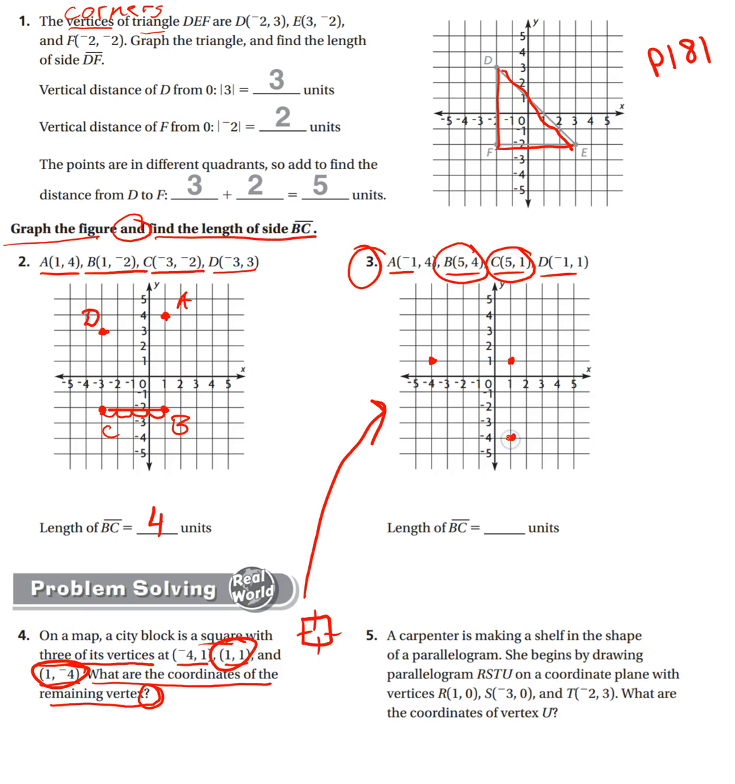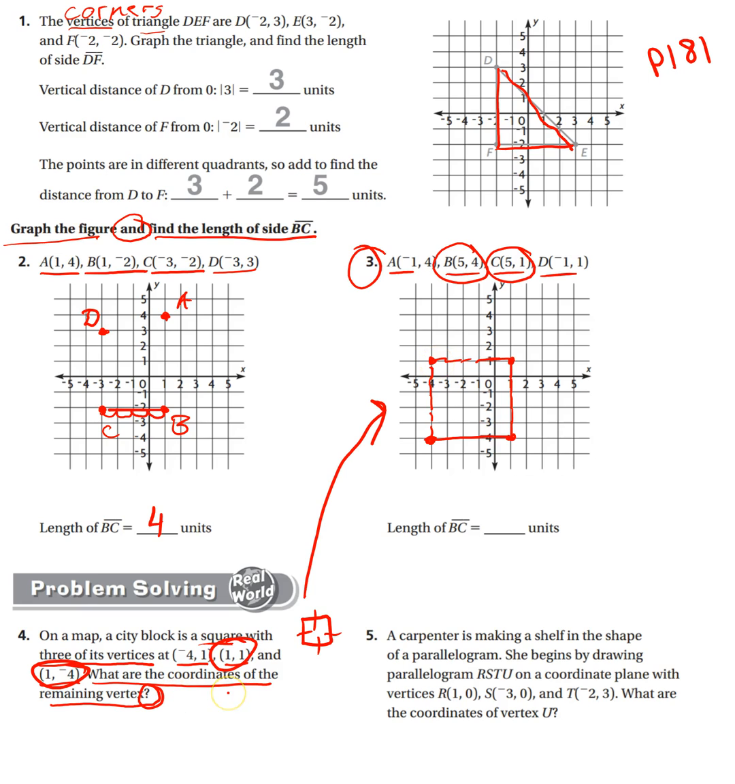Well, since this is a square, and all the sides need to be the same length, let's see what one of the sides is. 1, 2, 3, 4, 5. Yep. So if I go from here, I need to go down 5. 1, 2, 3, 4, 5. That would be my last point on this square. All the sides are 5.